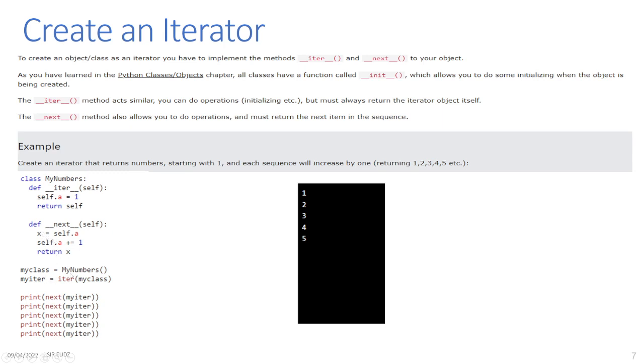So we have myclass equals MyNumbers. Then myiter equals iter(myclass). So print next(myiter), that's 1. Next(myiter), that's 2. So 3, 4, 5. If we keep on printing and using the next method, this will always add 1 to our iterator.